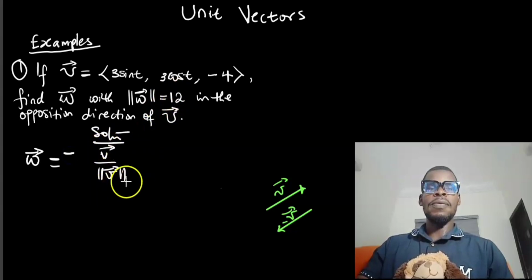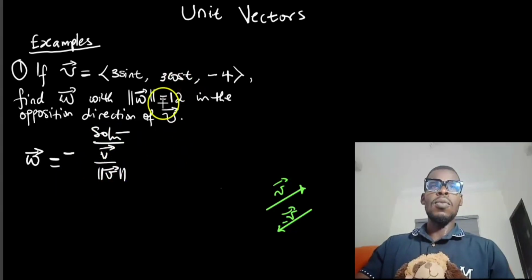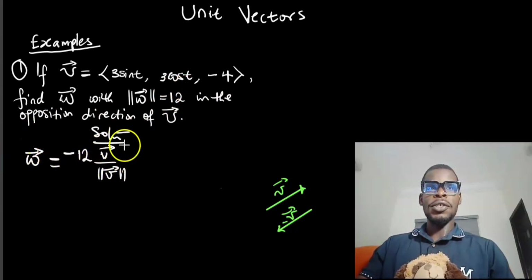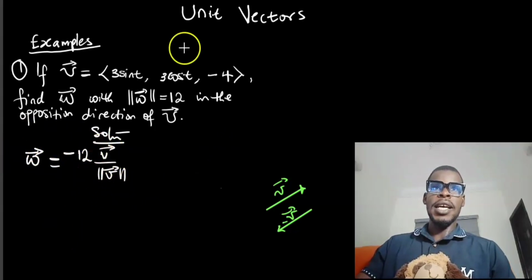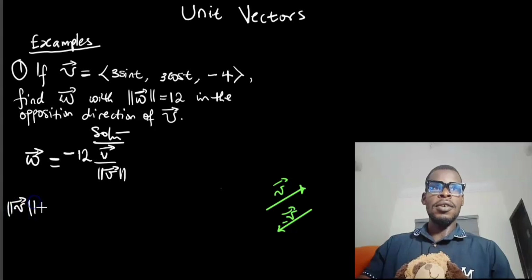Given that this ratio will give us a unit vector, that is to say the length is 1, we just need to multiply it by 12 in order to get a vector whose length is 12. So this right here is the desired vector. It's the vector in the opposite direction of vector v and with size 12. That's really nice, but we've been given vector v as that. So let's make use of what we've been given. First of all, we want to find out what the length of vector v is so that we can substitute right there. So what's the length of vector v?